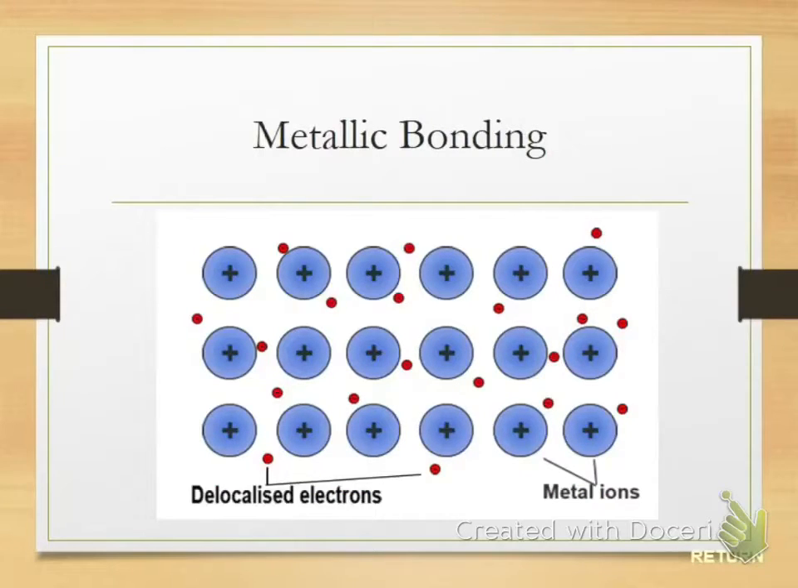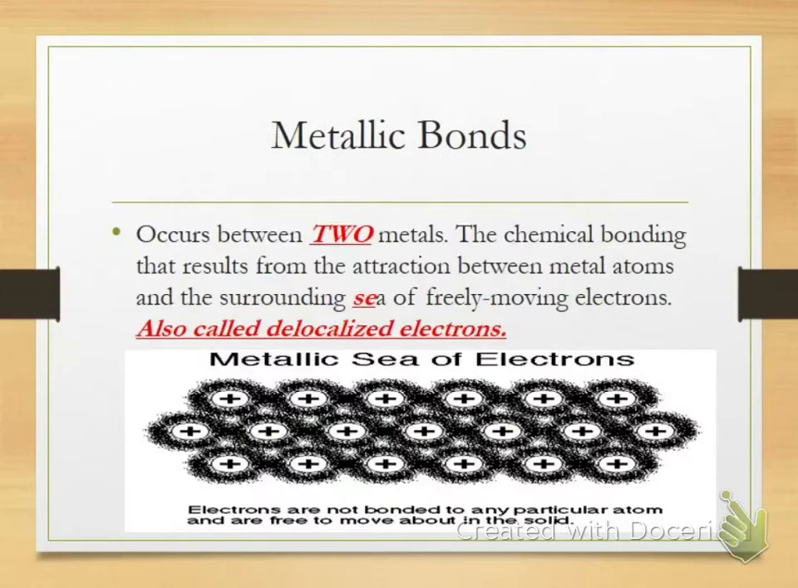That brings us to metallic bonding. Metallic bonding occurs between two metals. It results from the attraction between the metal atoms, and they call it a sea of electrons. Let me explain that. Basically, I call this the socialism of bonding. They all share their electrons. Everybody gets their electrons. It's like the socialism of bonding.